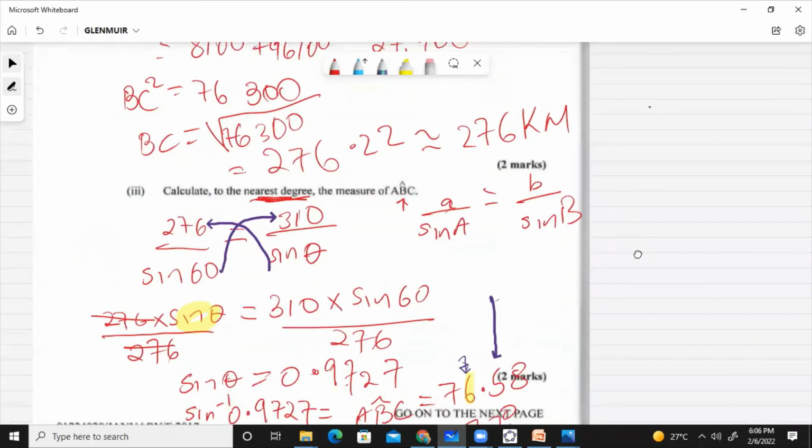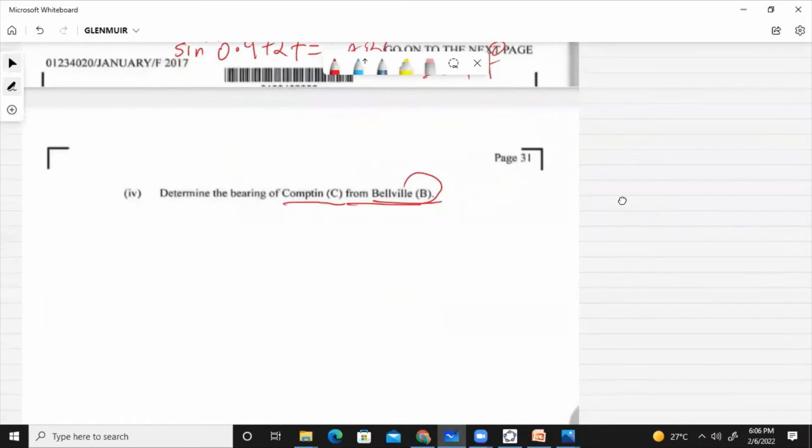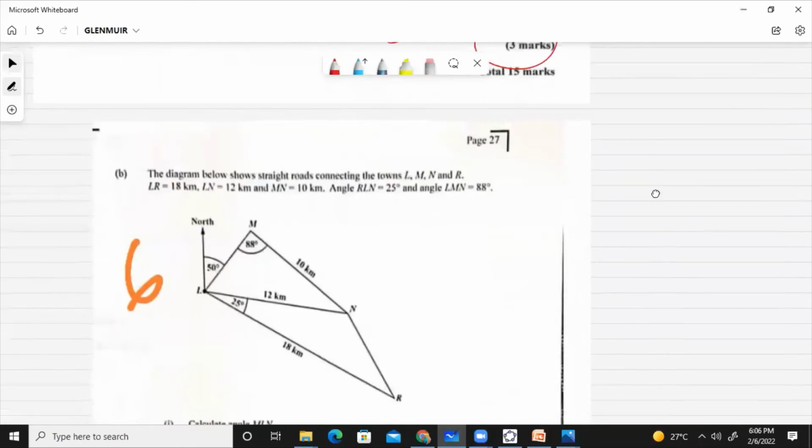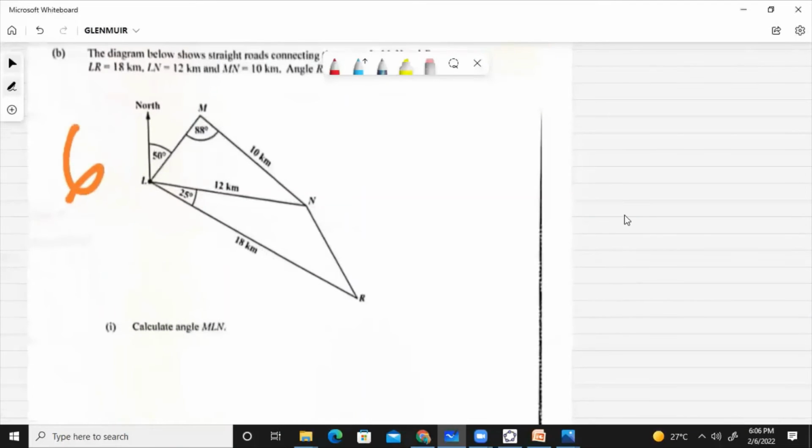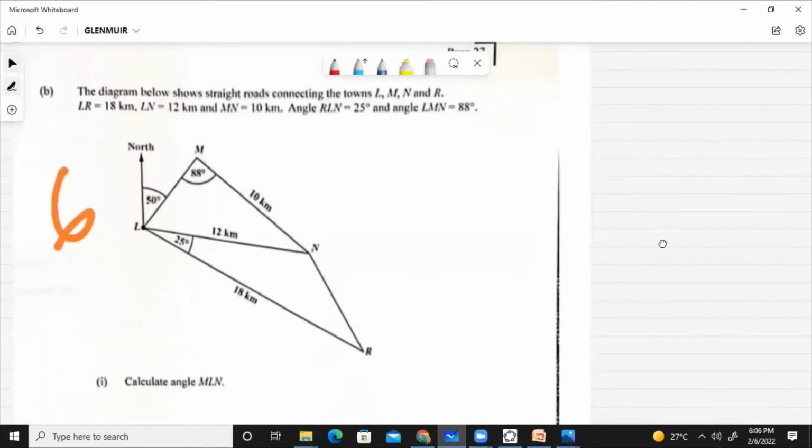Let's jump to the question that came January of this year. This is it. All right. It's a little bit, well, it can work. It's good. It says though, let me read for you. It says the diagram below shows straight roads connecting towns L, M, N, and R. You're seeing the towns. Let me mark them. That's L, M, N, and this is R. All right. Very good. It says LR is equal to 18 kilometers.